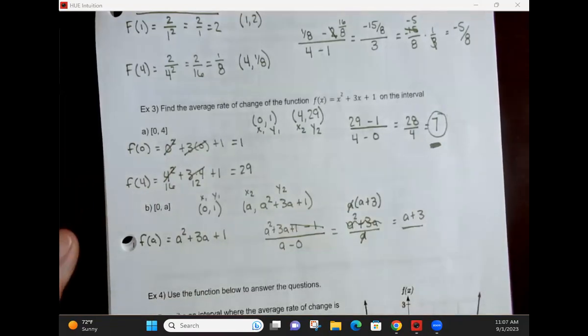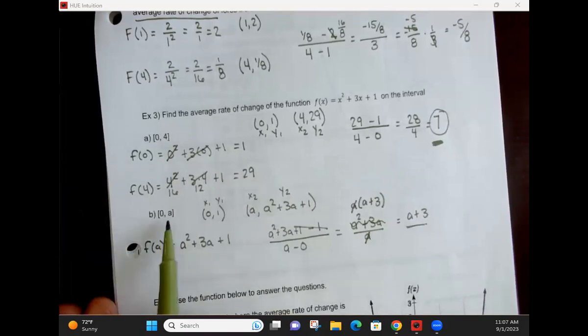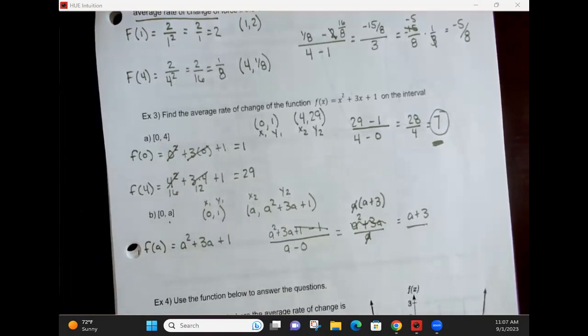Questions for me on 3? I'm not going to give you a ton of problems like B, but I did want to work through one together with you guys since I know you're likely to see something like this on the SAT. Maybe not an average rate of change problem, but something where they don't give you an exact value. They give you a stand-in constant, okay?